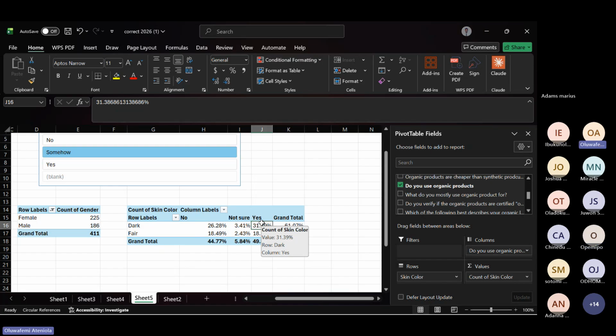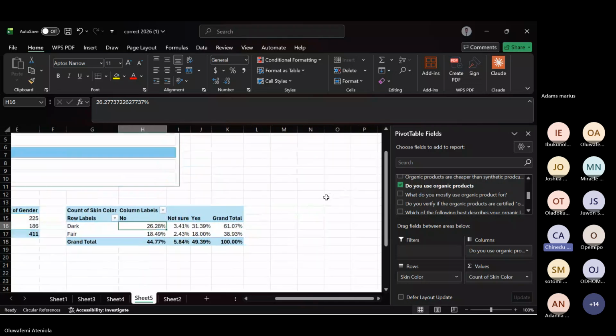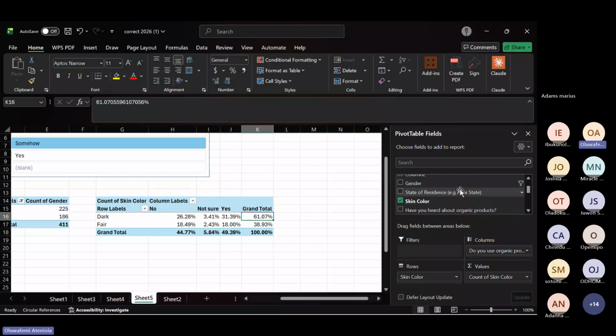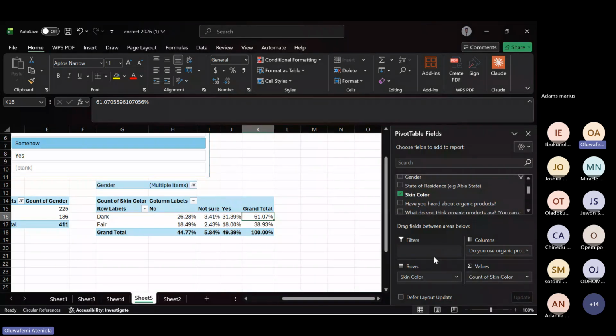Yes, sir. Good. So you can also convert this into visuals or bring in more questions. So if we decide that out of the dark, we want to know the percentage of them that are even males or females, do we move the skin tone to rows? Exactly. So we can now move gender, since the column that is going to really separate them is the gender column. We can now decide to bring our gender into filter, or you move it into another place. So you see we now have a filter.